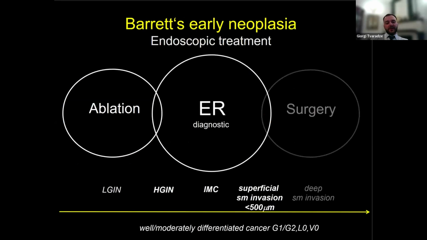On this slide, we can see how we approach or choose a strategy to Barrett's early neoplasia. So from the current guidelines, endoscopically, we curatively treat neoplasia from low-grade dysplasia until superficial submucosal invasion. But the cancer should be well or moderately differentiated and also no lymphovascular invasion.